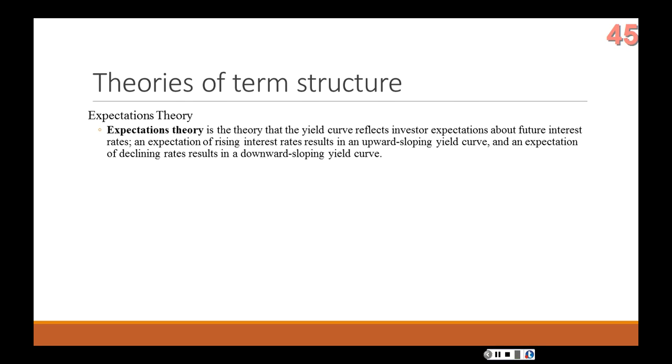If investors expect interest rates to rise in the future, then the 2-year rate today must be higher than the 1-year rate today, causing an upward sloping yield curve.